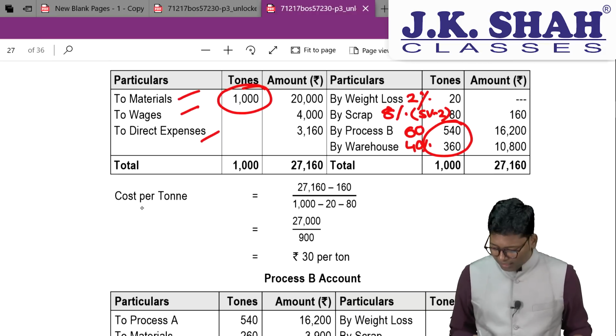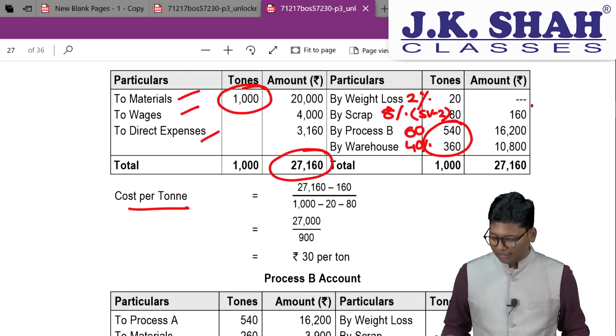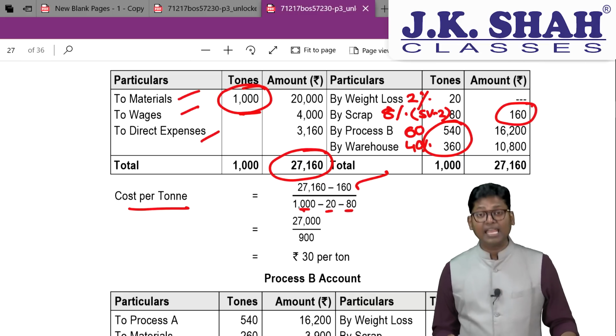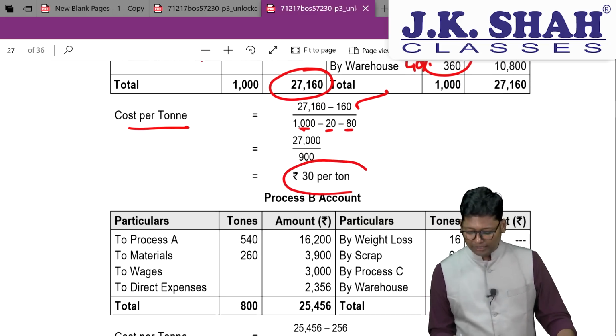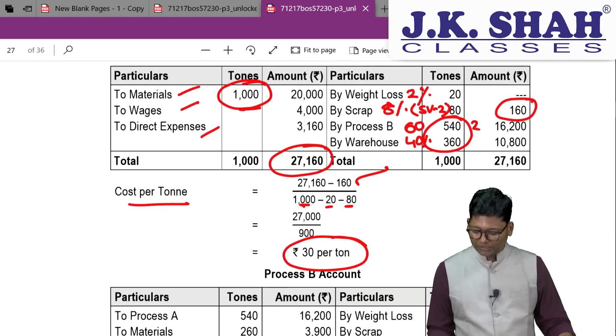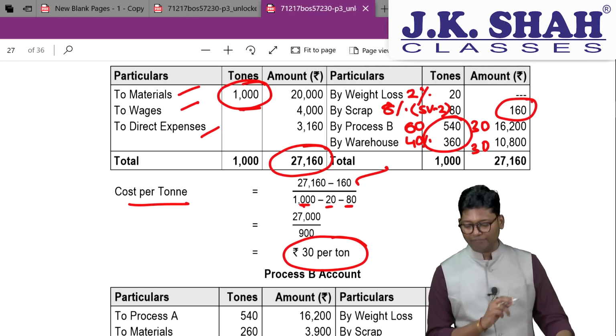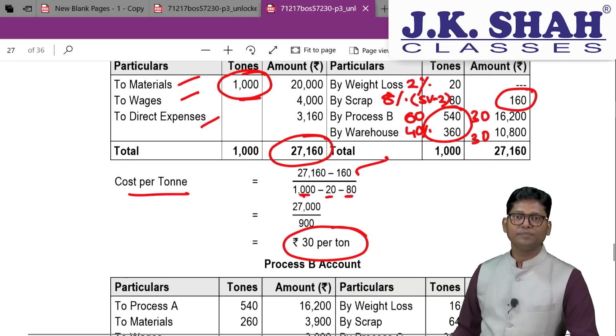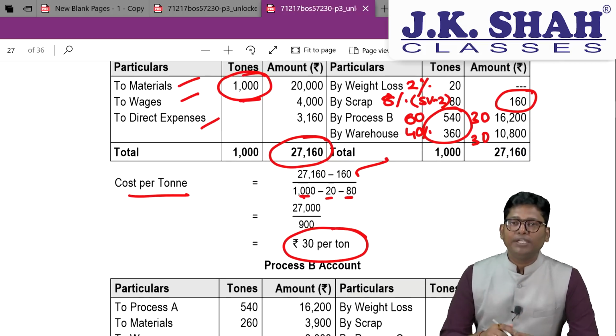Now if you want to calculate cost per ton, that is cost per unit, the total of the debit side is taken. Then the normal loss amount is deducted from that. Input quantity is recorded. Scrap and weight loss both are deducted from this calculation and we have computed this 30 rupees. On this 30 rupees basis only we have valued process B and warehouse related expenses. Correct? Output valuation is done.